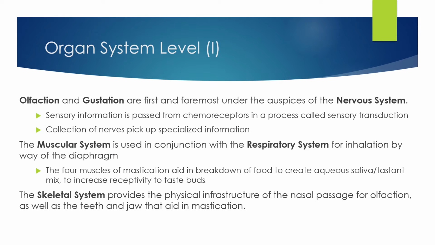Organ system level 1. Olfaction and gustation are first and foremost under the auspices of the nervous system. Sensory information is passed from chemoreceptors in a process called sensory transduction. The muscular system is used in conjunction with the respiratory system for inhalation by way of the diaphragm. The 4 muscles of mastication aid in breaking down food to create aqueous saliva or transient mix, to increase the receptivity of the taste buds.